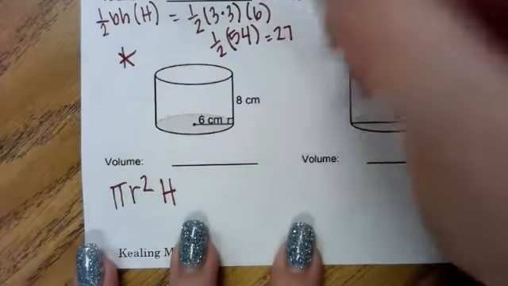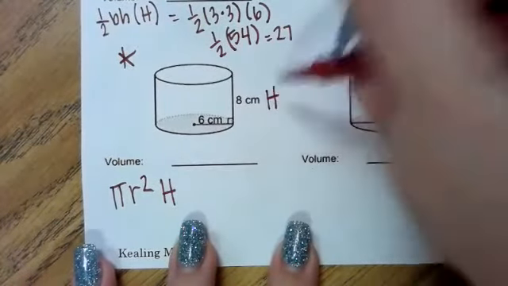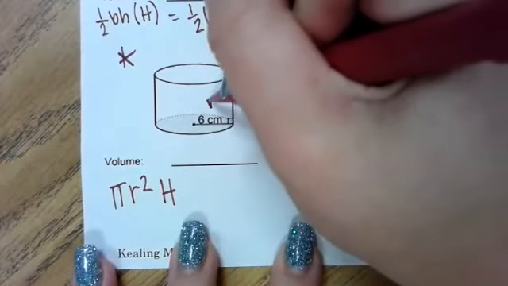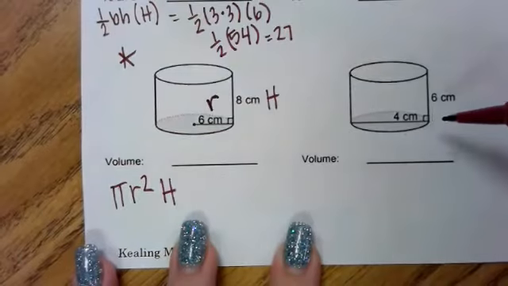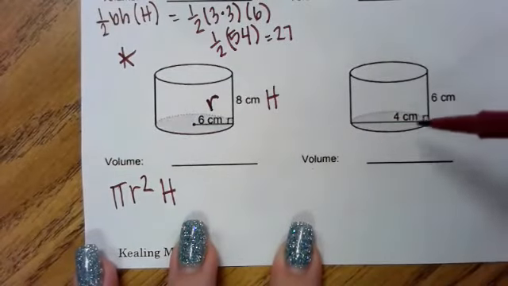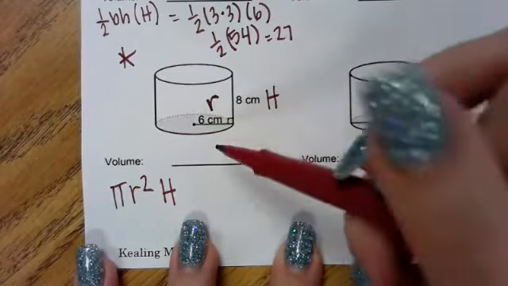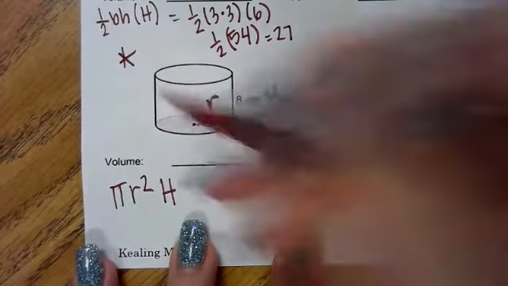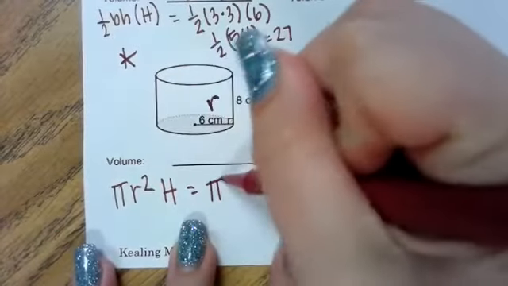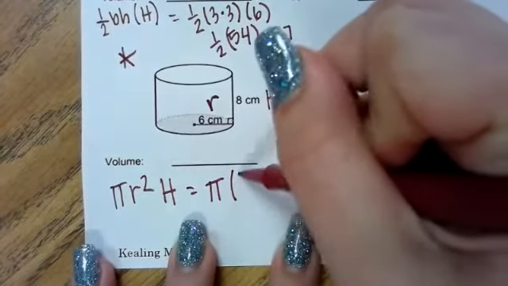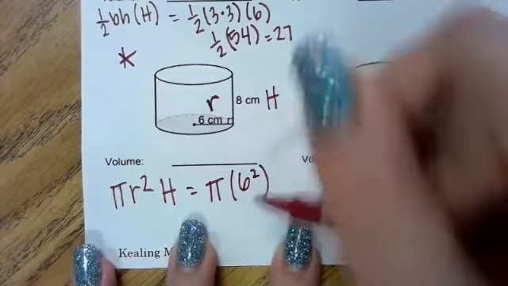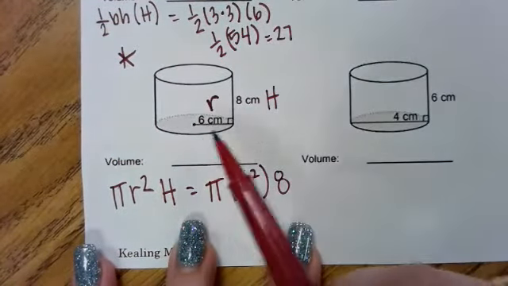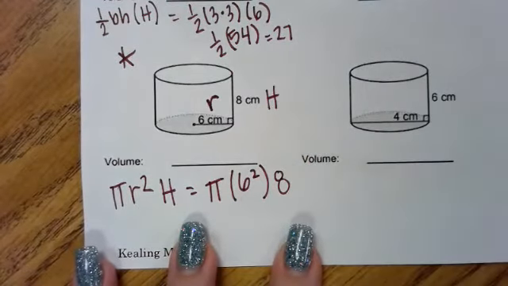This is clearly the height of our cylinder. This is how tall it is. And then they give us the radius already. So this is our radius. If for some reason, like on the other problem over here, they give us the diameter, we would have to take half of that to find the radius. But since they already give it to us, we don't need to do any halving. So let's plug them into the formula. We're going to do pi times 6 squared times 8. All I did was plug in the radius value and the height value.